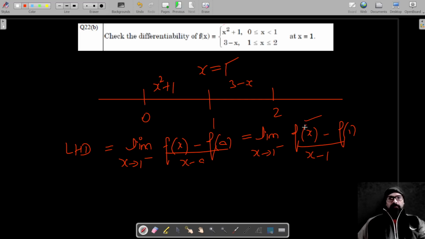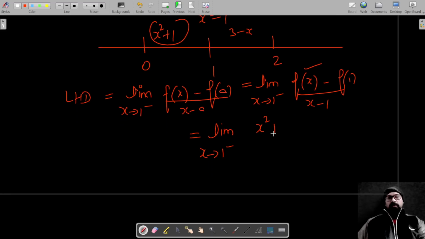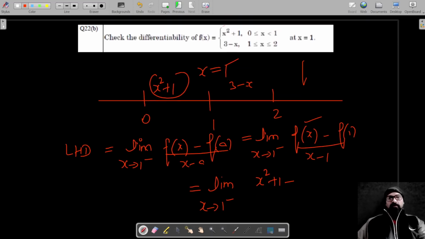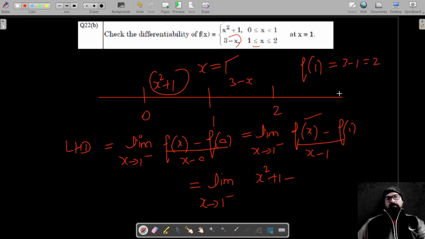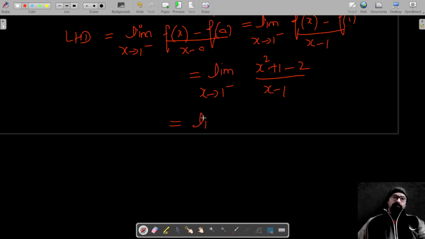Right. Okay, now the value of the function when it's less than 1 is x squared plus 1. So f of x is x squared plus 1. So this is limit x tends to 1 negative, x squared plus 1. And the value of the function at 1 is 3 minus x, and x is 1, so this is equal to 2. So this is 2 upon x minus 1, which becomes limit x tends to 1 negative.